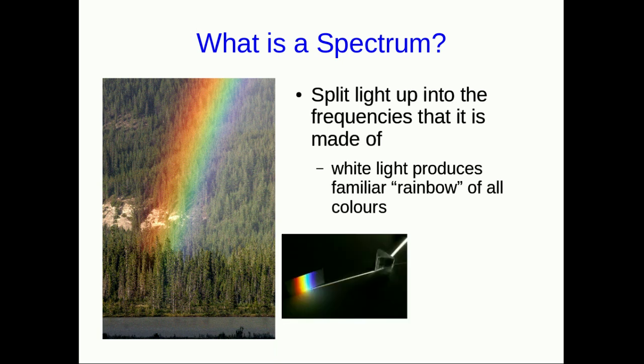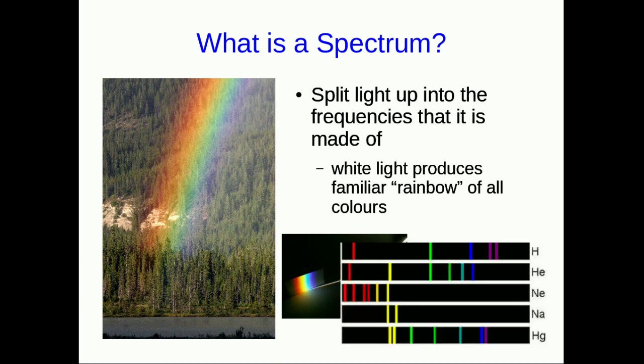And you can do it in the lab as well with a prism, or even better with a diffraction grating. But of course, not all sources of light make white light. And in particular, when you take a gas and you run an electrical current through it, you can make the gas glow. So the gas is producing light. And when you examine the spectra of different gases, what you see is that instead of a continuous rainbow of all the colors, only certain colors are present, and so you get lines in the spectrum.